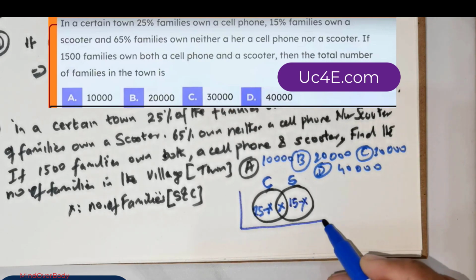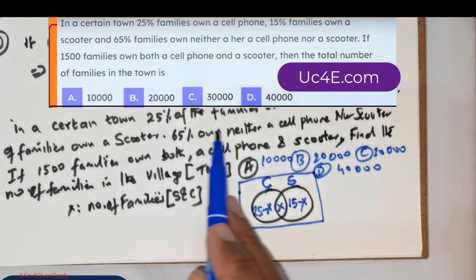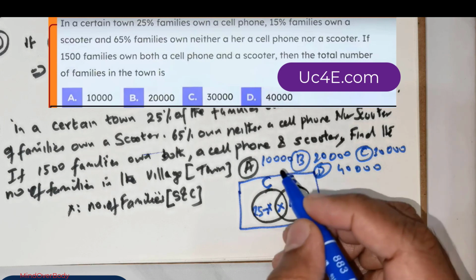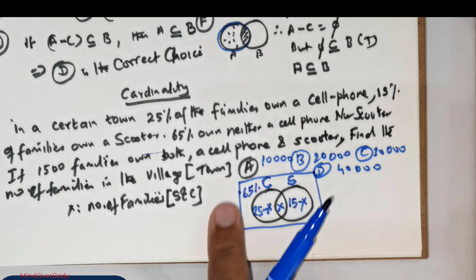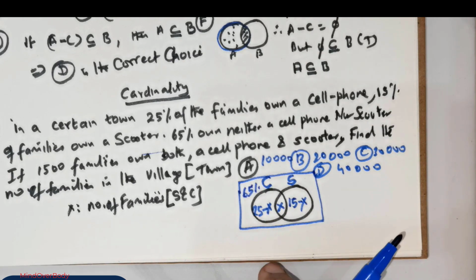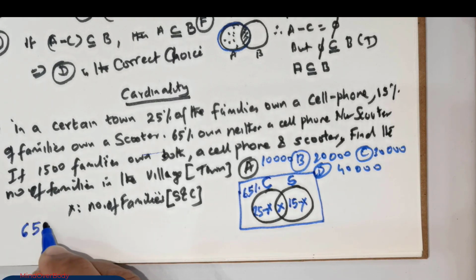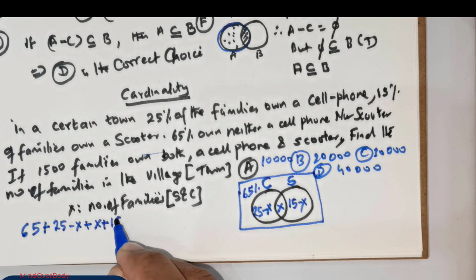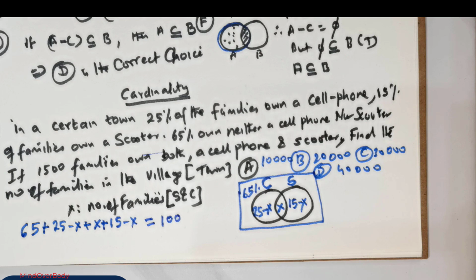That's fine. So let me put this in a box and place the universal set. The universal set is what? In a town, 25% of families own cell phone, 15% are owning scooter, 65% they own nothing. This is 65% of the people. So all of these people would comprise 100% of the town's population. So that's what we are going to do. So let me just add 65 with 25 negative X, positive X, positive 15 negative X. All of these are in percentage. This would account to 100% of the town's population, right?